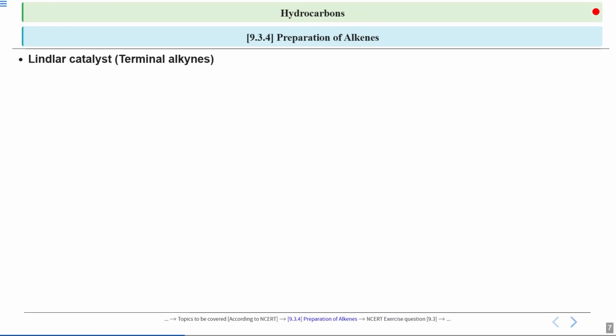Now, we will see the role of Lindlar catalyst in the reduction of terminal alkynes. So terminal alkynes are reduced using Lindlar's catalyst. The result of this reduction is the formation of an alkene. This is a key step in organic synthesis, allowing chemists to create specific types of hydrocarbons with double bonds.